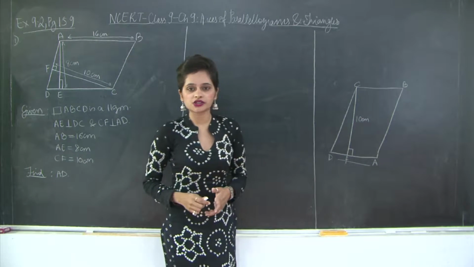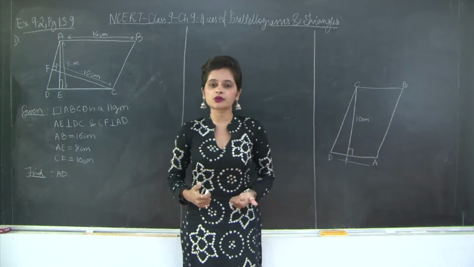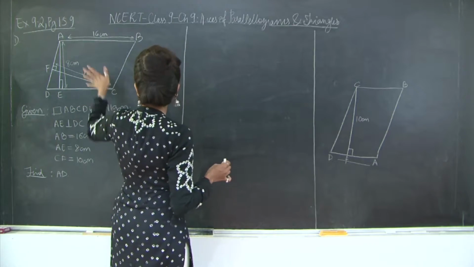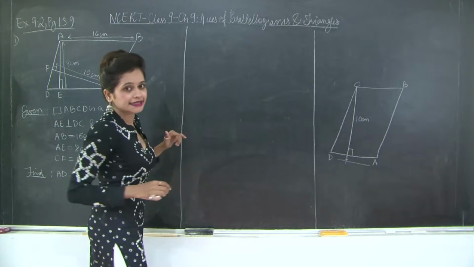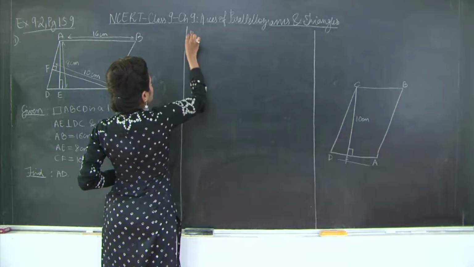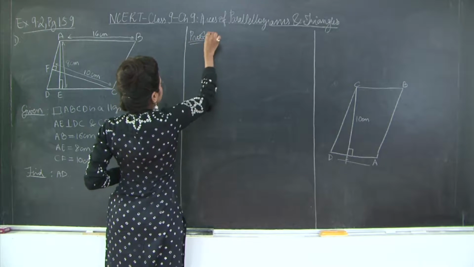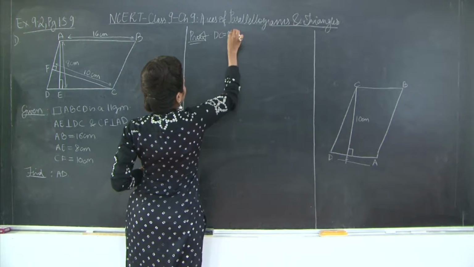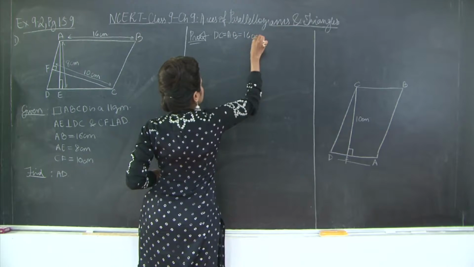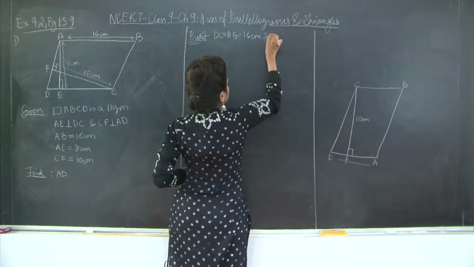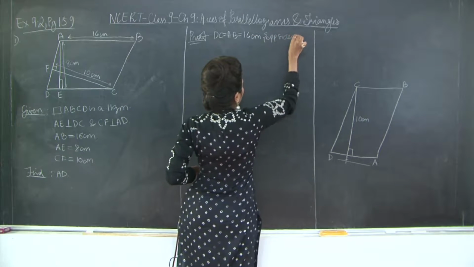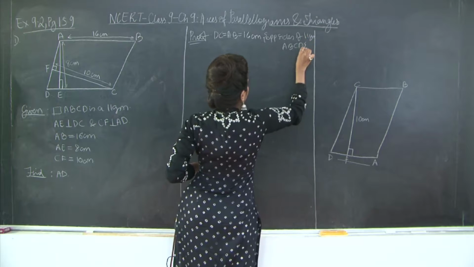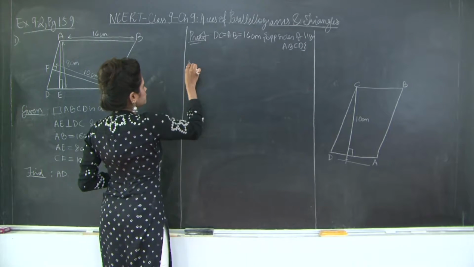We can equate the two equations of the areas of parallelograms, using which we will be able to find the length of AD. So let's write this down. First of all, I am going to show that DC is equal to AB, which is equal to 16 centimeters. So I'll say proof: DC is equal to AB, which is equal to 16 centimeters. Why? Opposite sides of parallelogram ABCD. Right?